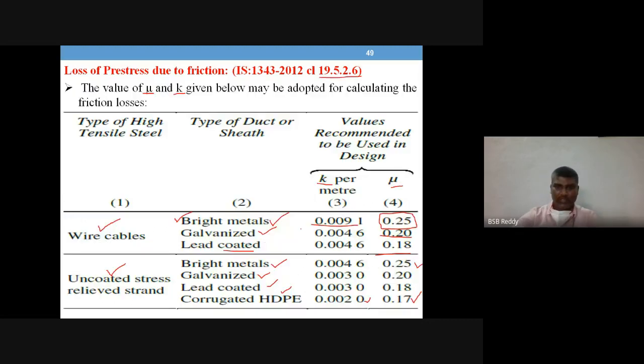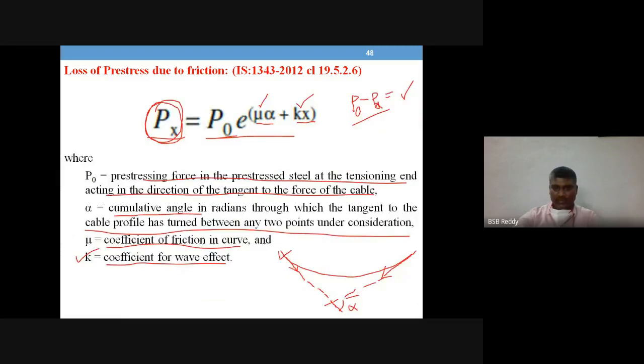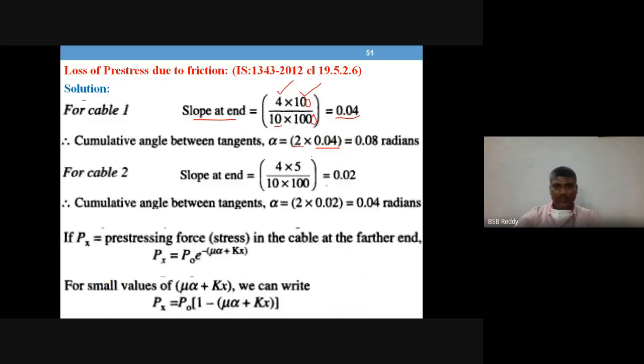As I told you, the total angle should be twice. This is half angle and the other half angle. If it is only to the center, it will be alpha by 2, double the value. So you have to use 2 times this 0.04 slope at the end. So this is total cumulative angle between the tangents.